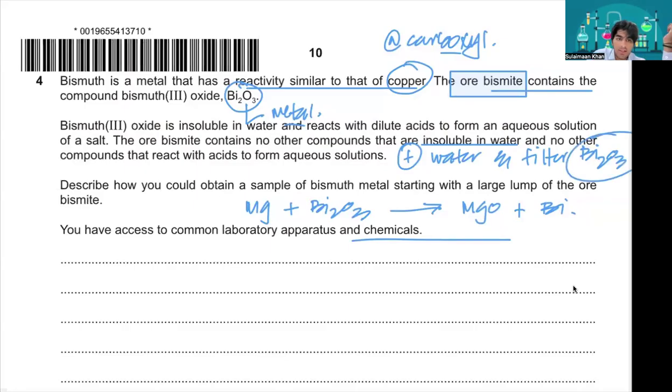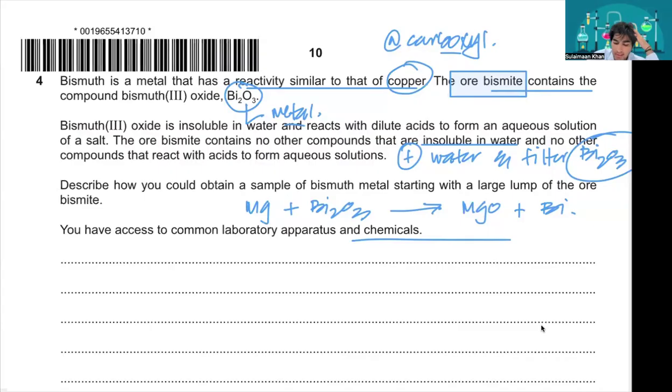You could extract it using displacement in the solid state. You could extract it using displacement in an aqueous solution. You could first react it with an acid and then perform a displacement reaction, or maybe even perform electrolysis. Sorry, it's not going to dissolve in water. So you could melt bismuth oxide and perform electrolysis on it, not in water.